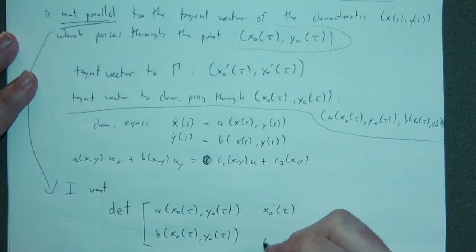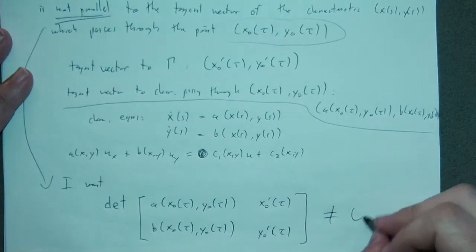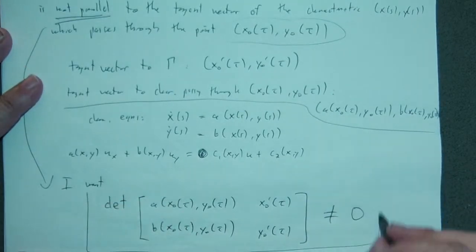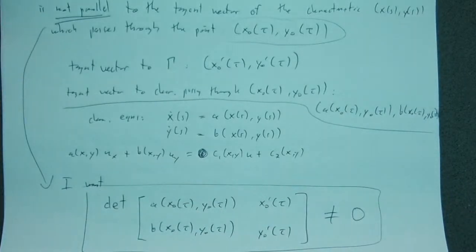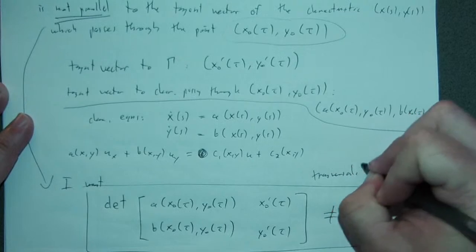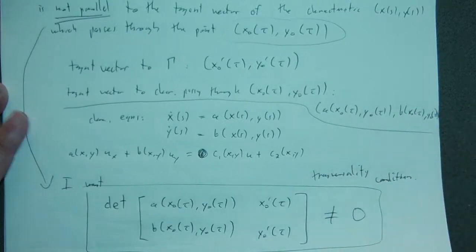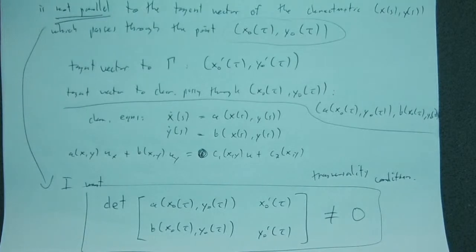And here is for the tangent vector to the data curve. And I want this determinant to not be 0. That's my transversality condition. Okay. This is my transversality condition. Why did I go through the hassle of writing all this?